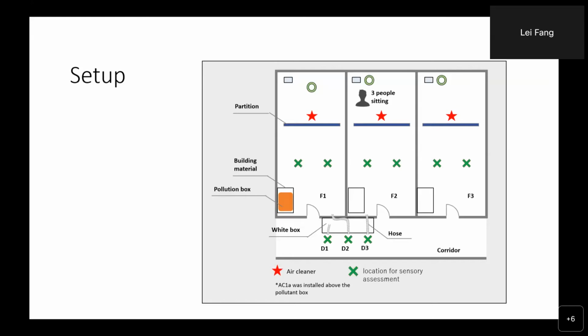And totally we used around 35 sensory subjects to assess the air quality. And the room was ventilated with different ventilation rate, mainly according to the EU standard, 4 liters per second per person, 7 liters per second per person, and 10 liters per second per person.